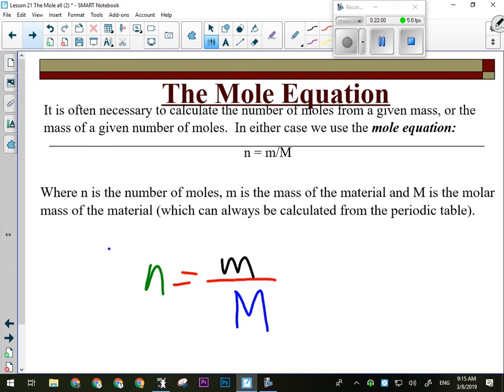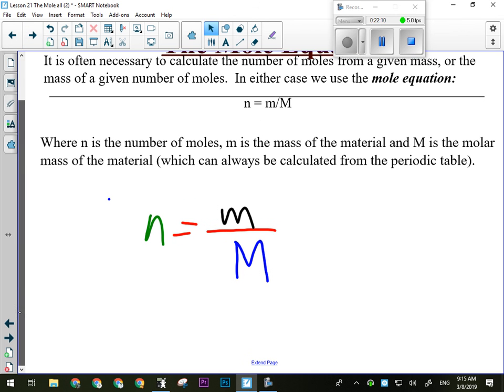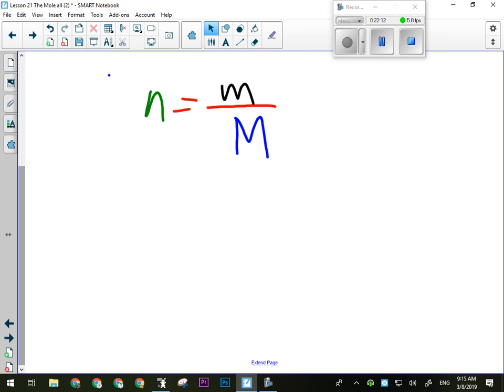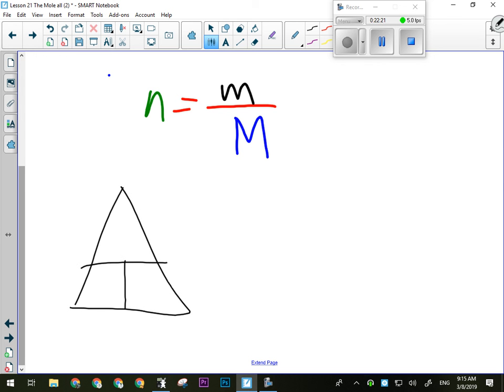All right, looking at the mole equation. Algebra. I know that somewhere along the way, some well-meaning, good-hearted person told you that to manipulate an equation like this, you draw one of these. That person lied.